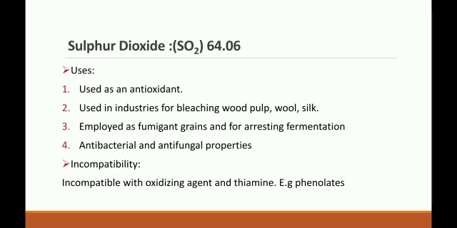It is employed as a gaseous fumigant for grains and for arresting fermentation. Sulfur dioxide has antibacterial and antifungal properties and is used as a preservative in food, dried fruits and fruit juices. Then incompatibility. Sulfur dioxide is incompatible with oxidizing agents and thiamine. Many aromatic anions, for example phenolates, inhibit their antioxidant action. Alkyl halides and compounds with alkene links react to give sulfonic acid derivatives.